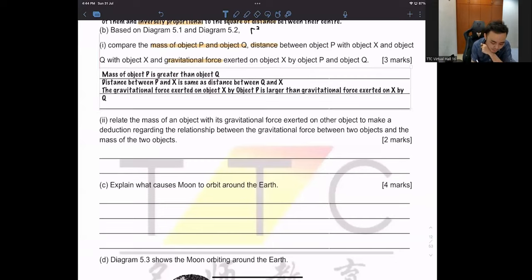Now, this kind of essay is the same thing actually. As I said, whenever you see the word compare, literally just compare only, very easy on this kind of question. So 3 marks, you make sure you compare 3 things. All right, there you go, 3 marks free for you.